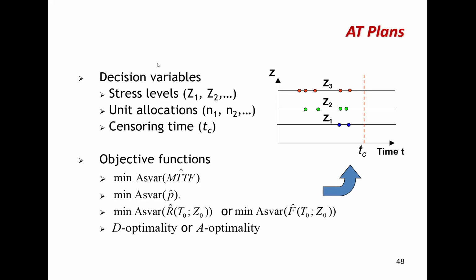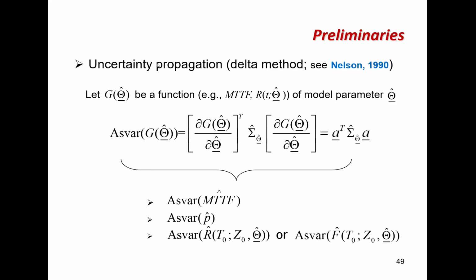Then when we try to plan accelerated testing, we need to consider some objective functions. The most widely used objective functions include minimizing the asymptotic variance of mean time to failure, minimizing the asymptotic variance of the failure time quantile and reliability, or the asymptotic variance of a CDF, or considering some criterion like D-optimality, A-optimality, C-optimality.